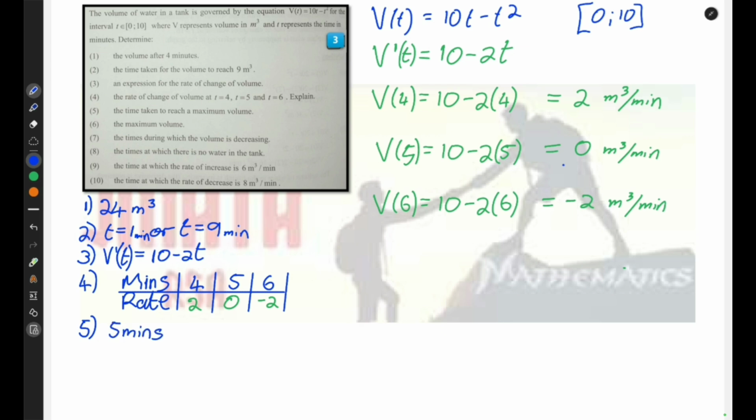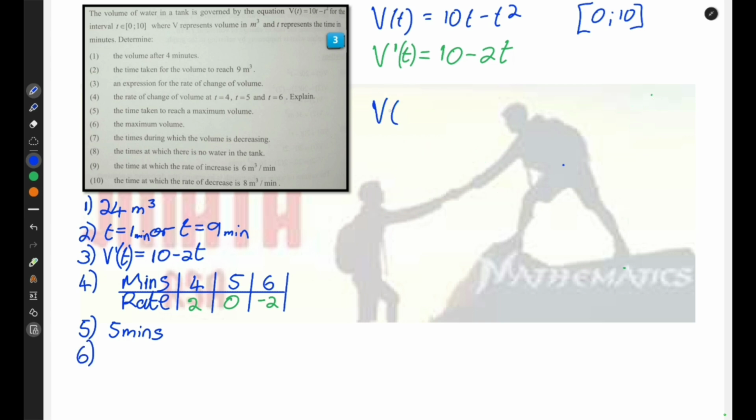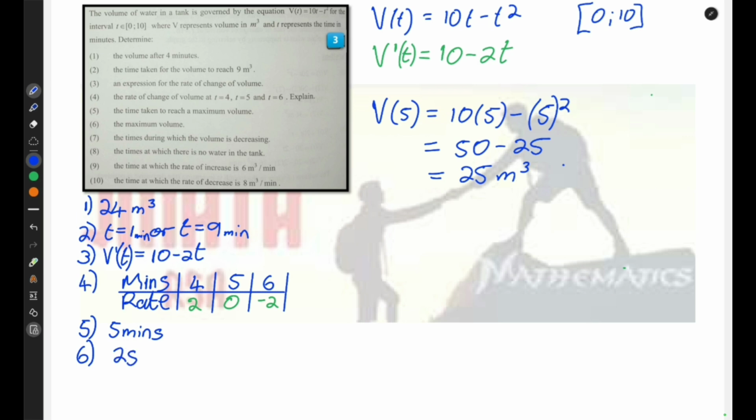Question 6, what is the maximum volume? Okay, so I now know the time for the maximum, but I do not know the volume, and I can't sub it into the green formula. I need to sub it into my original volume formula, so let's do that. So I'm saying, what was the volume after 5 seconds? So 10 times 5 minus 5 squared. That's luckily a very easy one. So 50 minus 25 would give me 25 meters cubed of water in this tank. So what was the maximum volume? 25 meters cubed.